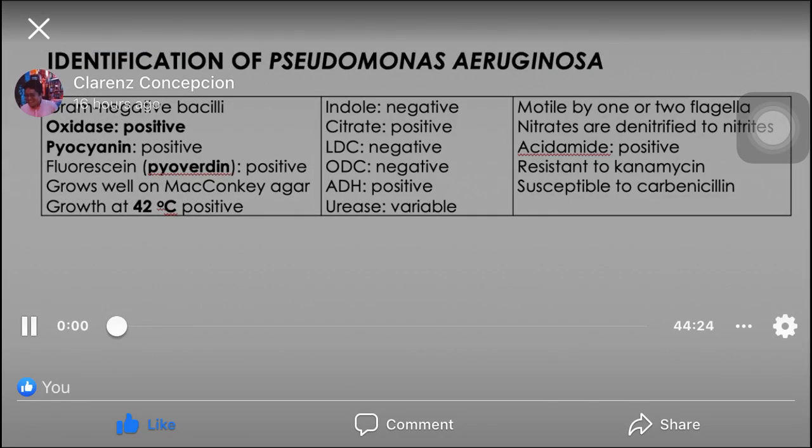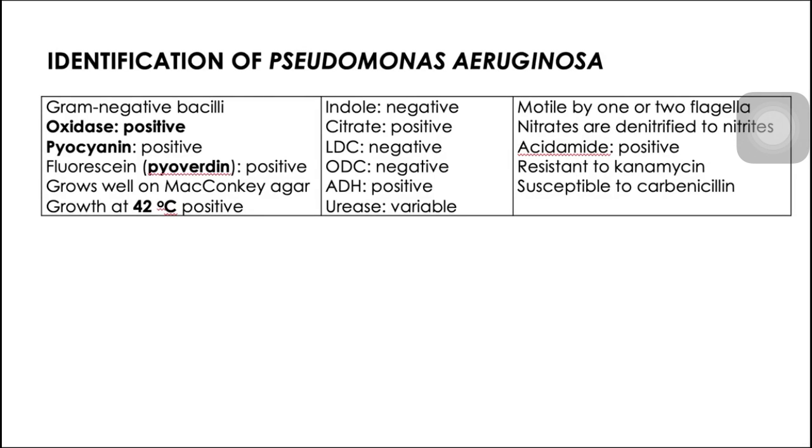Okay, let's now move to Pseudomonas. For the identification of Pseudomonas aeruginosa, they are also gram-negative bacilli, but this one is oxidase positive. Again, in contrast to the Enterobacteriaceae, which are all oxidase negative except for Plesiomonas, Pseudomonas is oxidase positive. Next, we have the pigments. Pseudomonas aeruginosa contains pyocyanin and pyoverdine, imparting a bluish-green color.